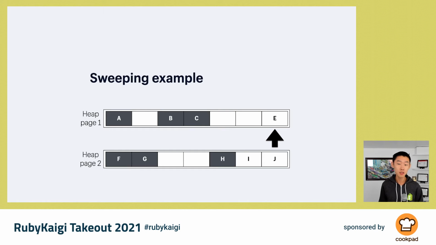We then continue to move the cursor until we reach the next unmarked object, which is object E. We've reached the end of page 1, so let's move to sweep page 2. Again, we move the cursor until the first unmarked object is reached, and we'll free object I. We can continue to move the cursor until we reach the next unmarked object, which is object J. Now that we've swept all the pages, sweeping is complete.